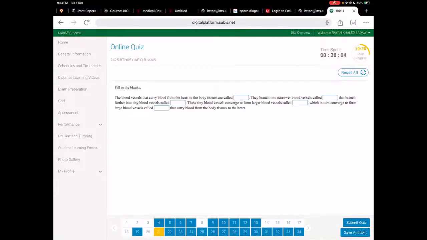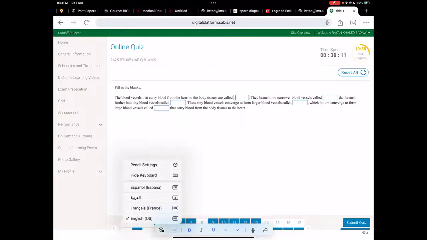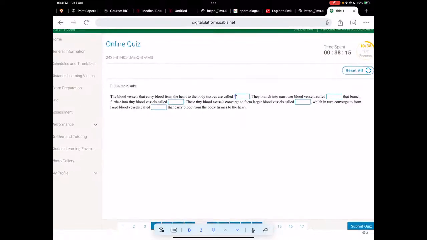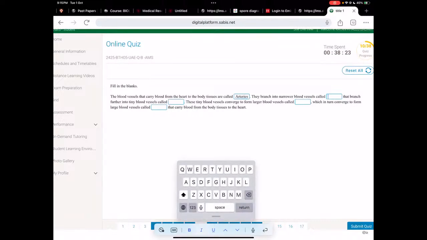Okay, the blood vessels that carry blood from the heart to the body tissues. So they're carrying blood away from the heart. Away from the heart means we have arteries. They branch into narrower blood vessels called arterioles that branch further into tiny blood vessels called capillaries.